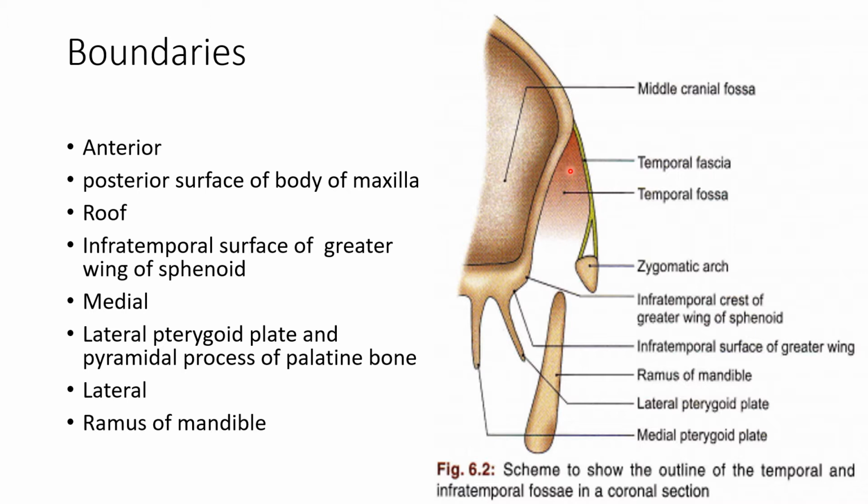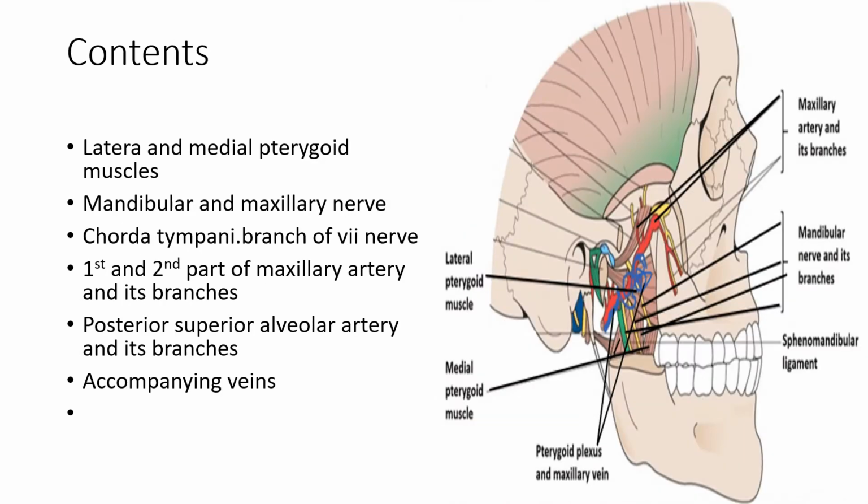Here is the pterygoid. This would be the medial wall, and the medial wall is formed by the lateral pterygoid plate, and the palatine bone is also forming the medial boundary of it. And what about the lateral boundary? Laterally is the ramus of the mandible. Okay, so let's discuss the contents of this infratemporal fossa.